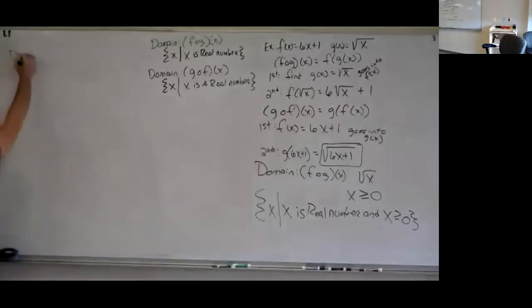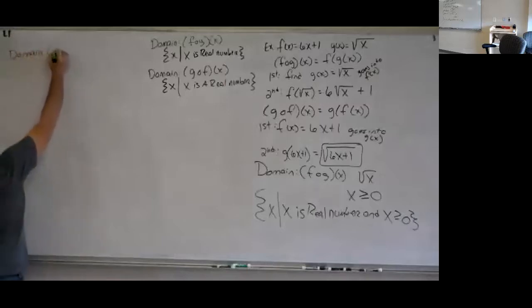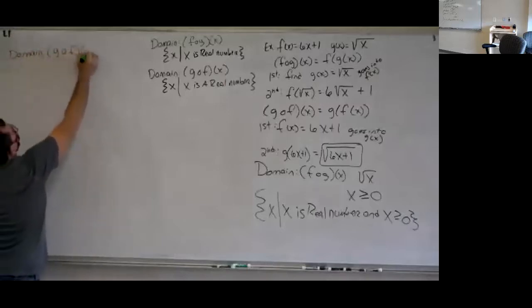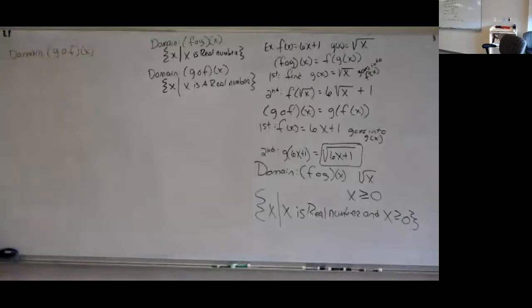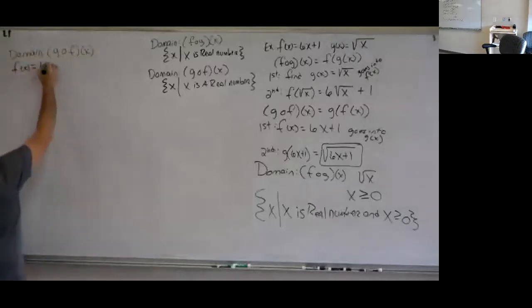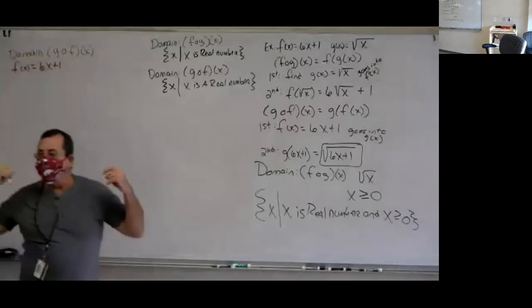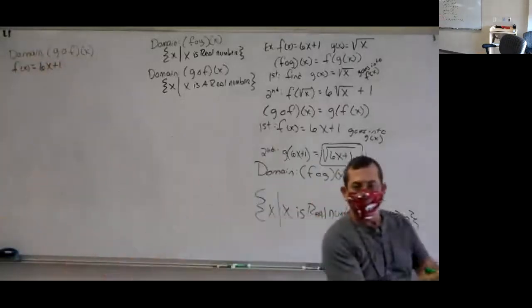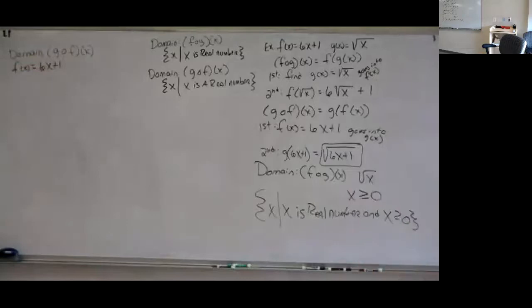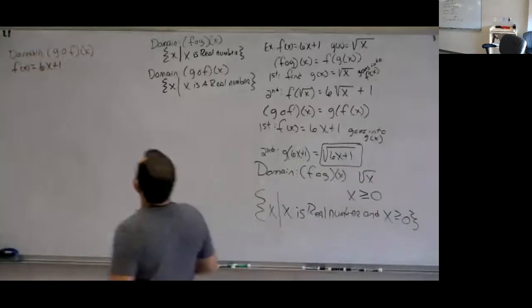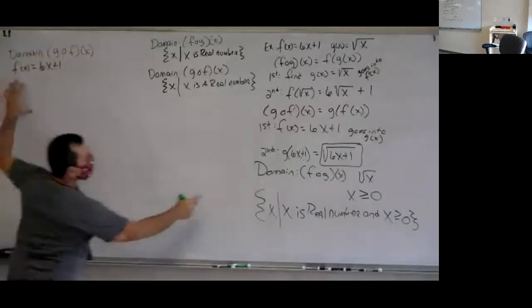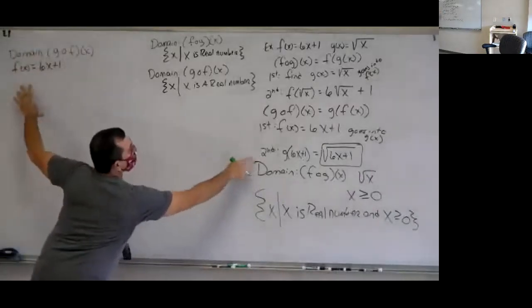So the domain of g of f of x. I'm going to start with f of x, which is 6x plus 1. Any restrictions on that part? No, because I don't have a fraction or a radical yet, okay? So no restrictions on the f of x, but what about the g of f?